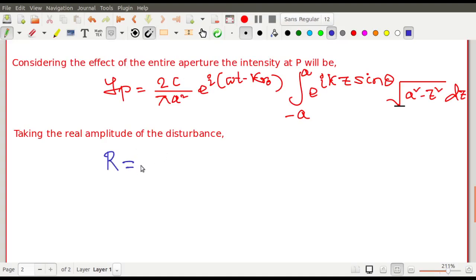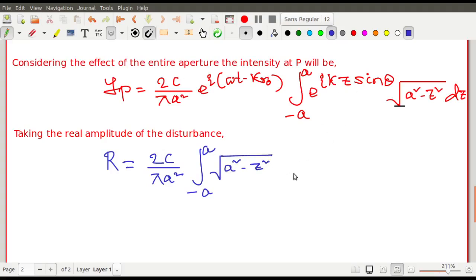So real disturbance, 2 times of c pi s square. Phase part you will not take. This is the phase. You know that omega t minus kx, that's the phase part. Remove the phase from here, and then you have integral minus a to plus a root of a square minus z square.